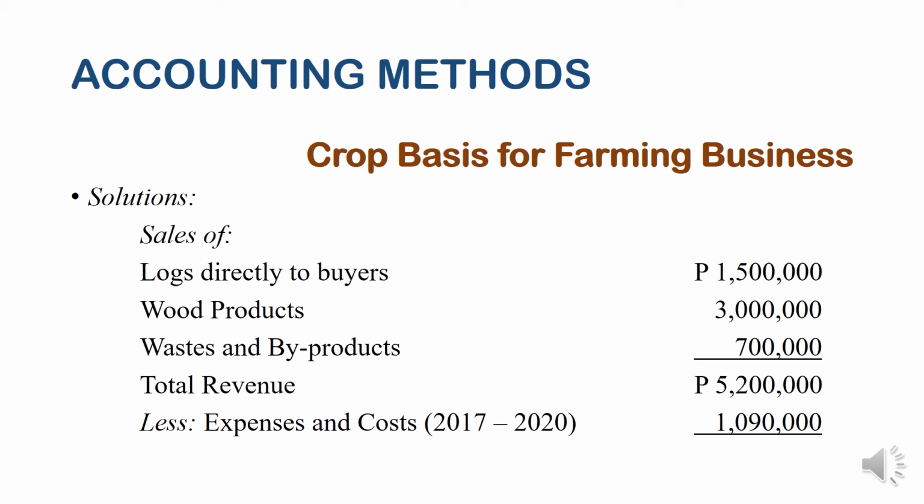Take note that the expenses and the costs were not yet deducted in the previous year. They were never reported as expenses, and only until such time that there is a sale are these expenses reported against or deducted against the total revenue. So net income in 2020 we have 4,110,000 pesos. So this is what crop basis is all about. You just have to defer and accumulate all expenses incurred and paid in the previous years and deduct these expenses in the year when there is a sale.